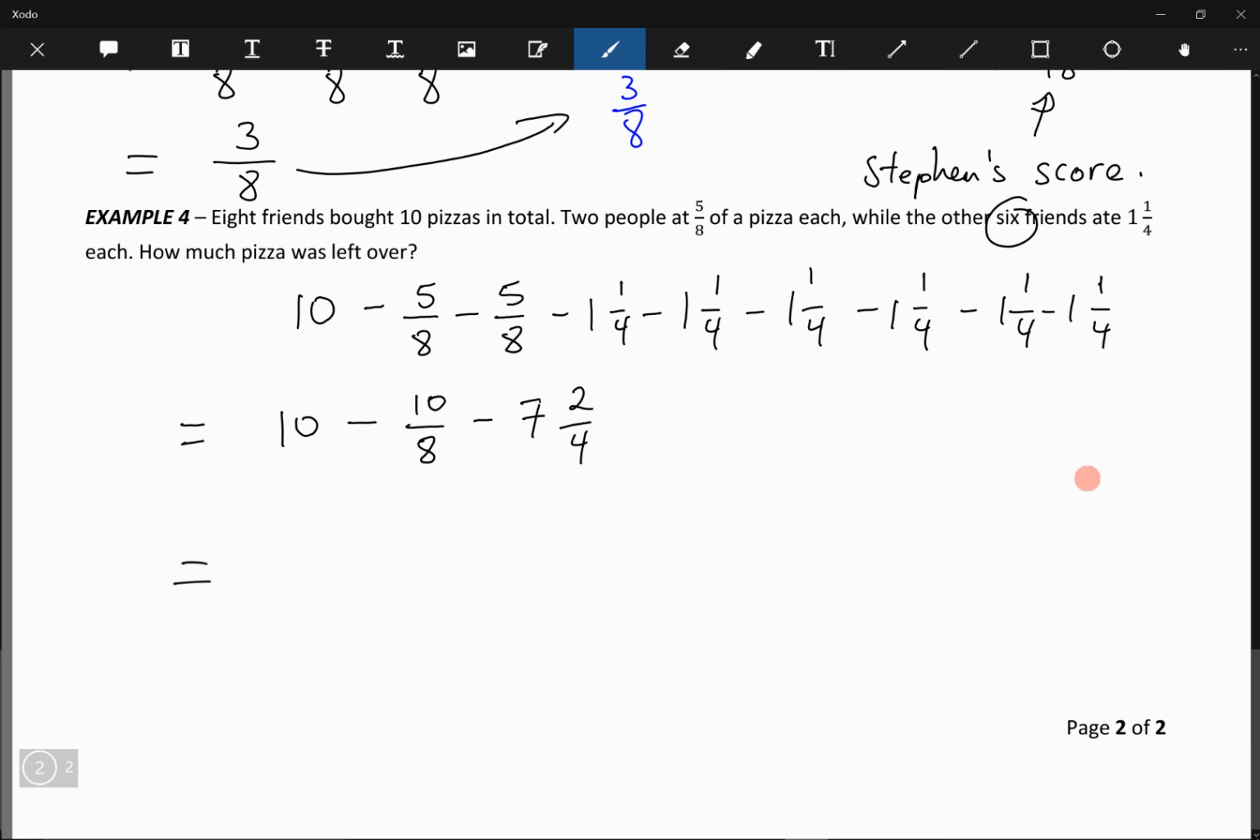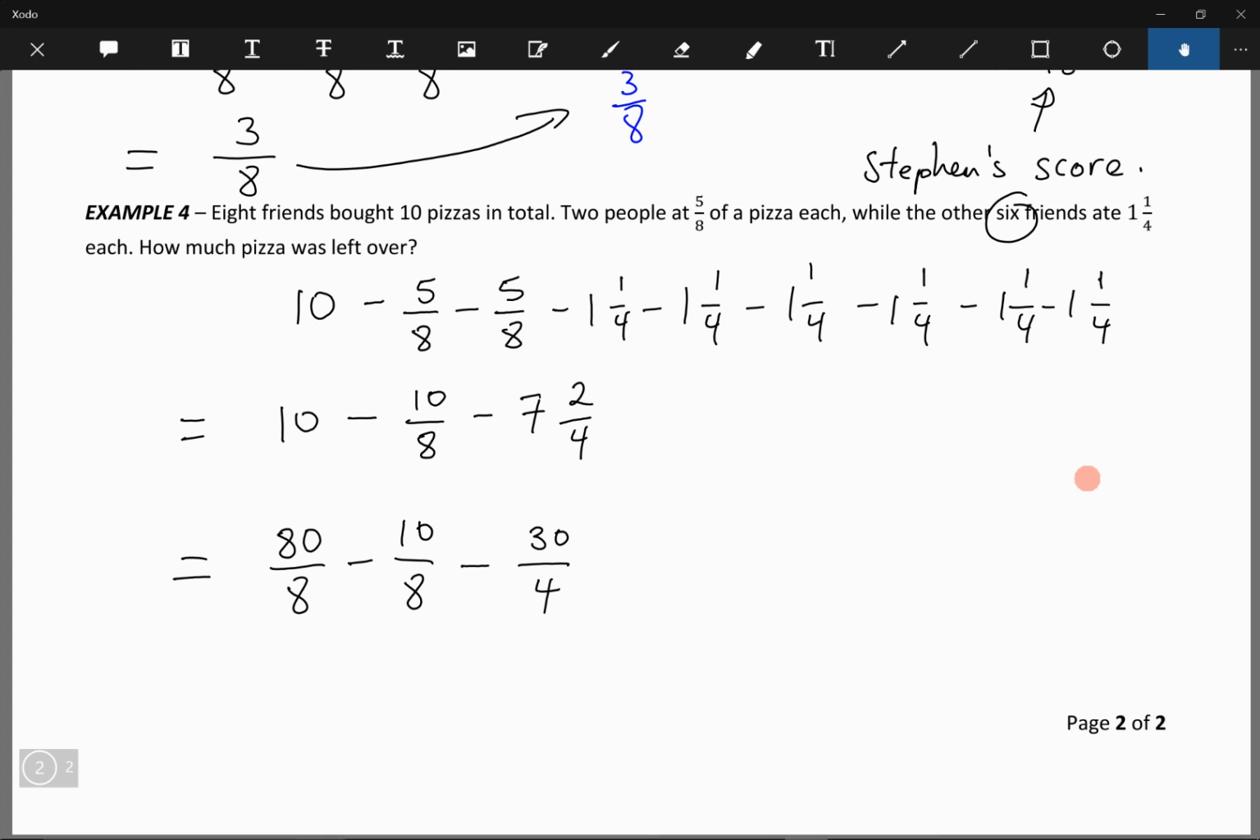Now, a bunch of different fractions here. We're going to find a common one. I'm going to use 8 as my common denominator. So 10 can be written as 80 over 8, right? 80 divided by 8 is 10. And then I have minus 10 over 8. And what about this one? How do I convert this? So 7 times 4 is 28, plus 2 is 30. My denominator is 4. But I'm going to change that improper fraction into one that I can use.